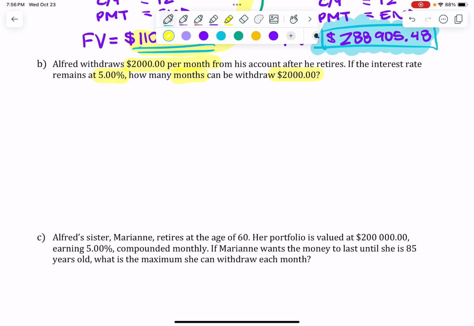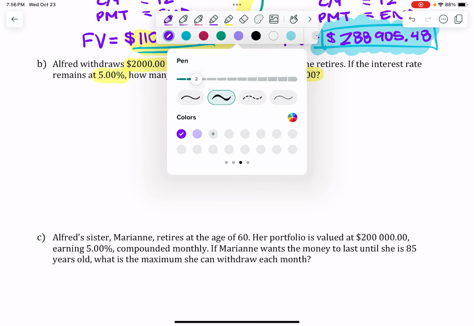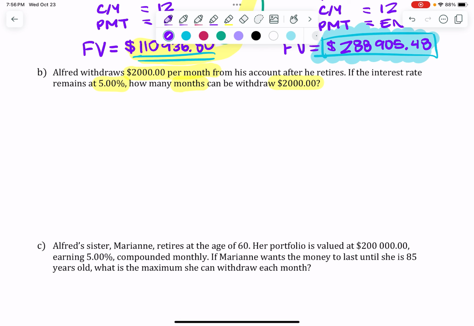Now, when I take a look at this, I'm still kind of pulling information from that previous question, right? Right now, at the beginning of Part B, when he retires, he has $288,905.48. I found that in Part A. That information is needed for Part B. In this question, I have an interest rate, and I am looking at a repeated withdrawal. So I still consider this a payment, but it is a withdrawal instead of a deposit. Okay, when I look at this, I'm still looking at TVM.